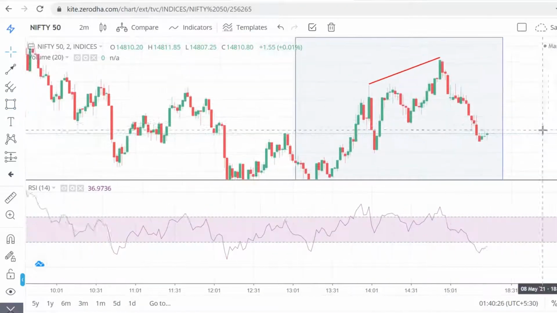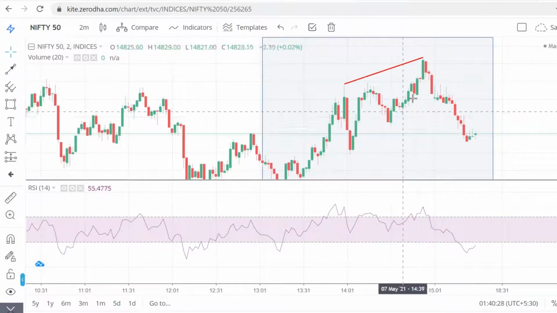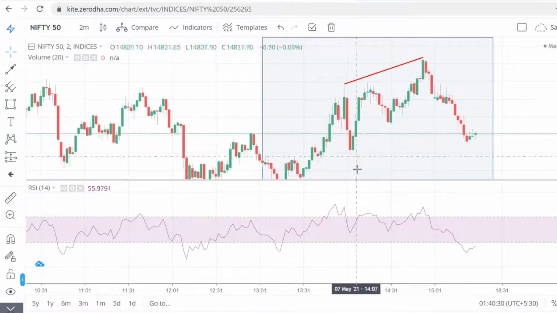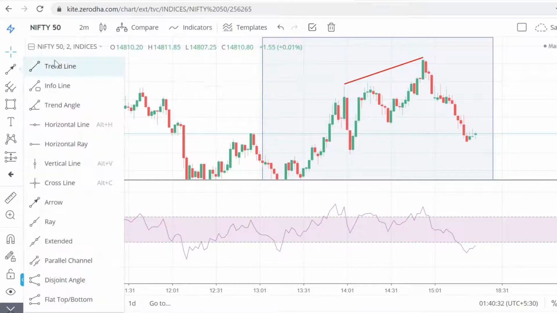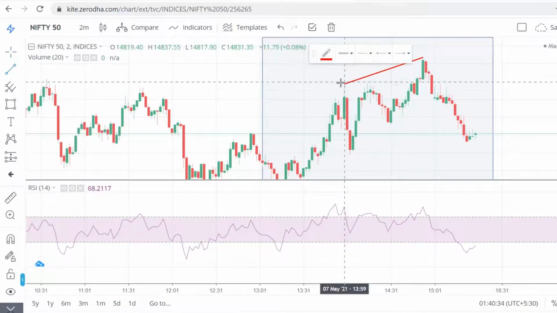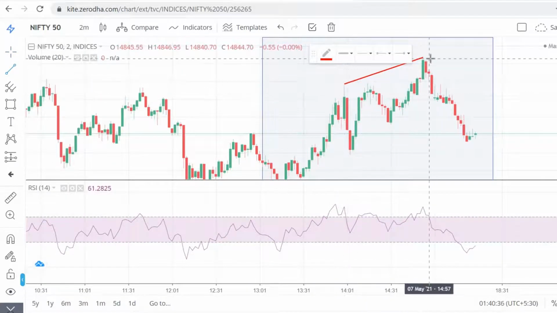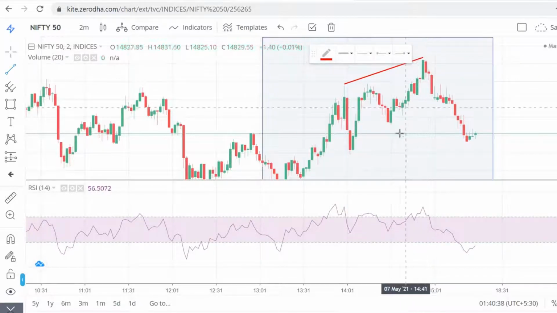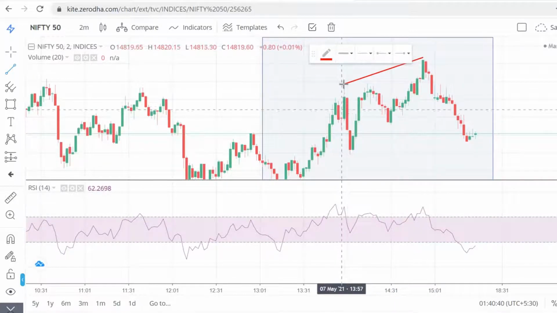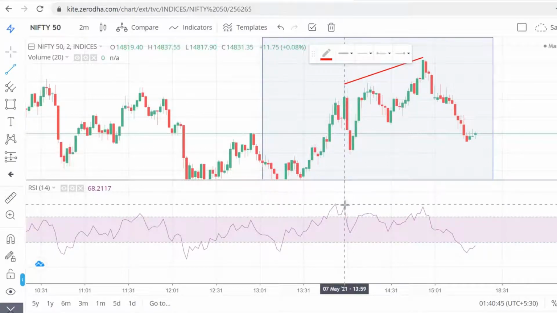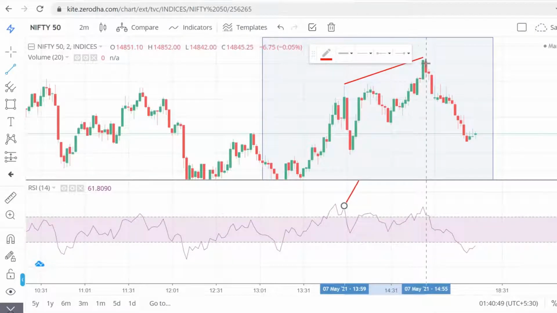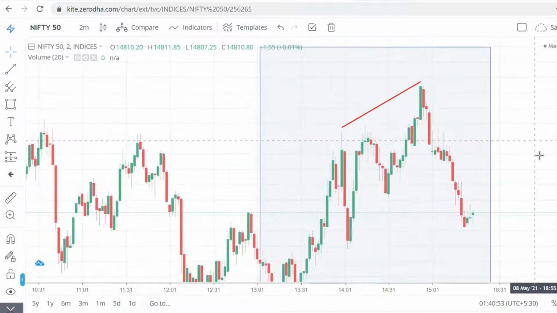As the stock reaches this point, I open up the RSI indicator and mark this as my recent high and this as my other recent high. What I just do is, you get a straight line here. You take this as your first stop and this as your second one, right? So you mark that. What do you see here?